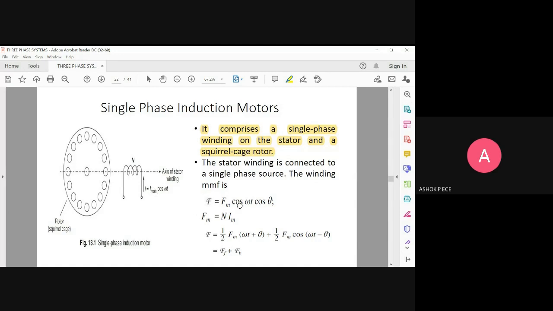I know the formula for cos A cos B. It is one by two times, cos of A plus B plus cos of A minus B. If you apply that, you get F equals half F of cos of omega t plus theta plus half F of cos of omega t minus theta. Plus theta and minus theta means what do you understand? What is the meaning of having omega t plus theta and omega t minus theta?